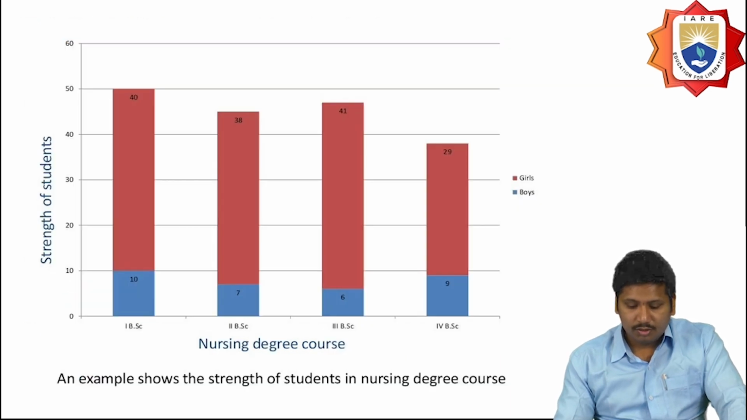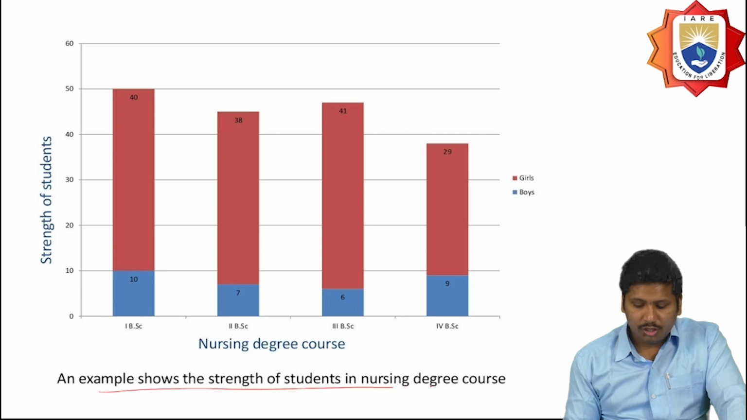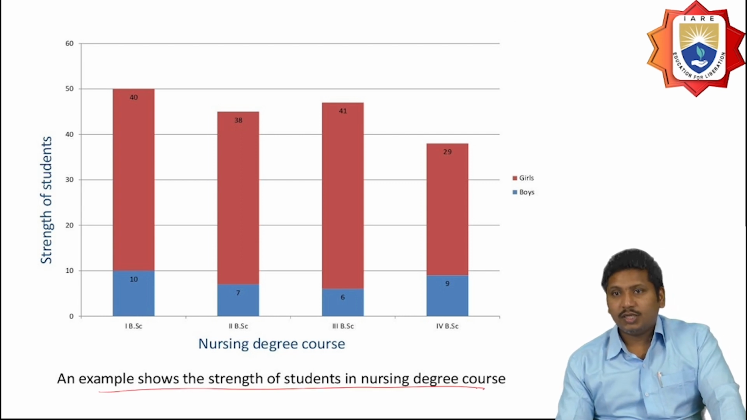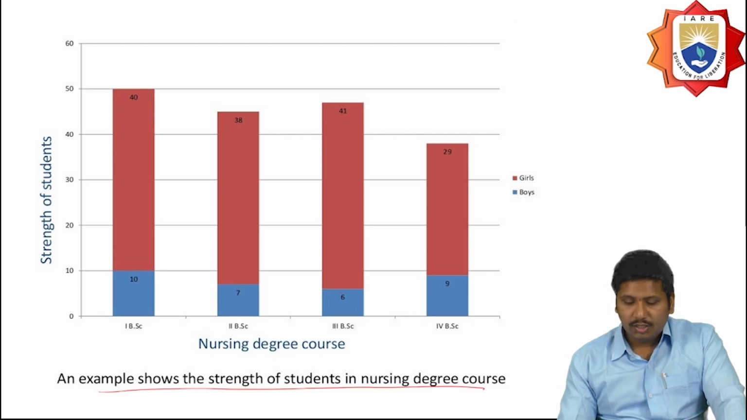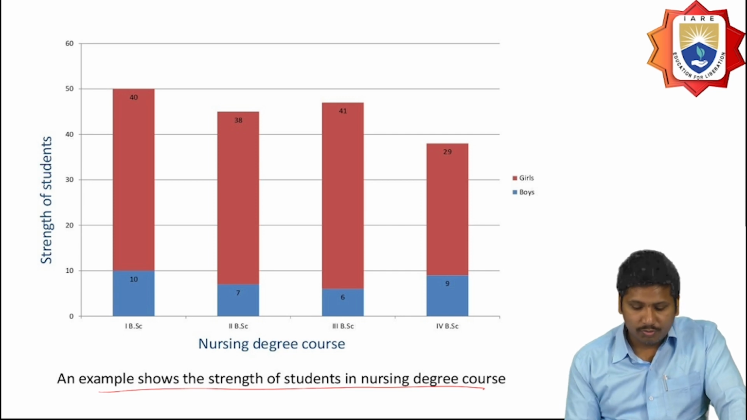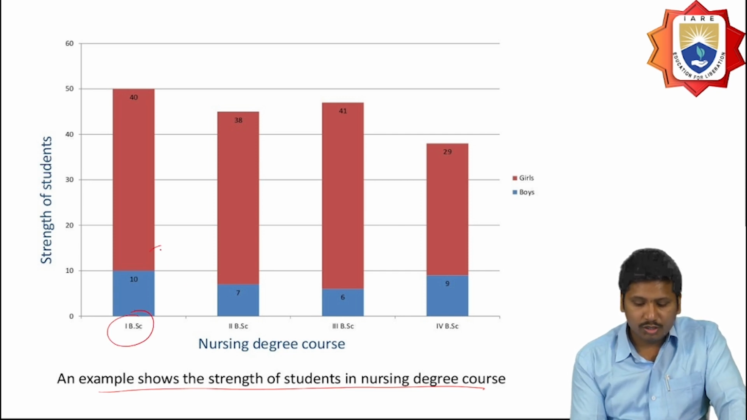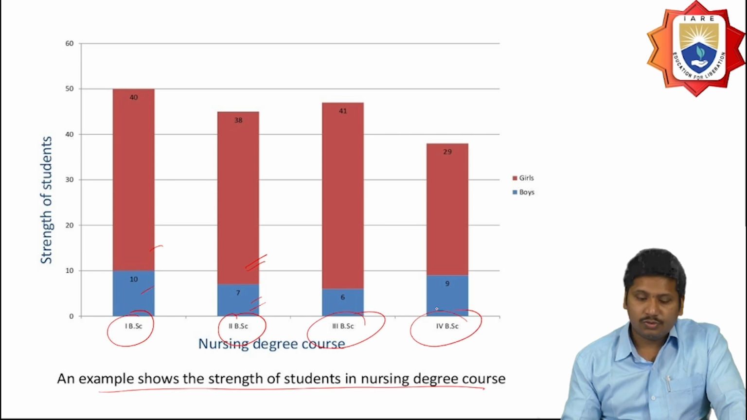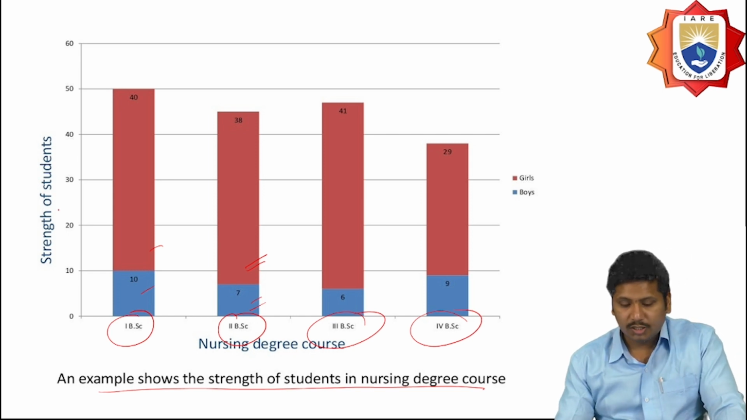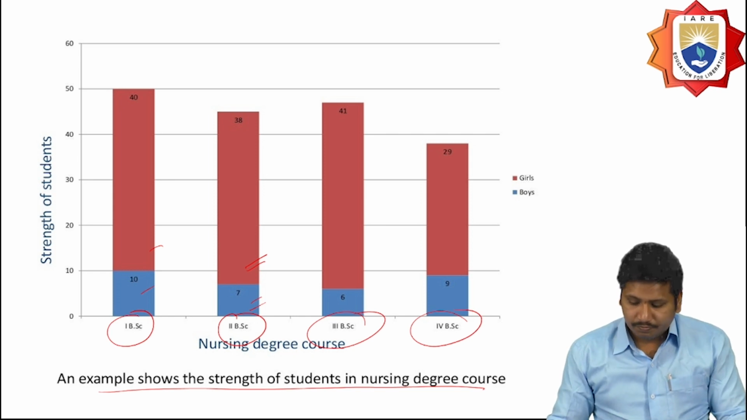And this is another example showing the strength of students in a nursing degree course, right? So I want to find out, suppose in first BSc, how many boys and how many girls are available, and in second BSc, how many boys and girls, and third BSc and fourth BSc I want to know. So the strength is also going to be presented.